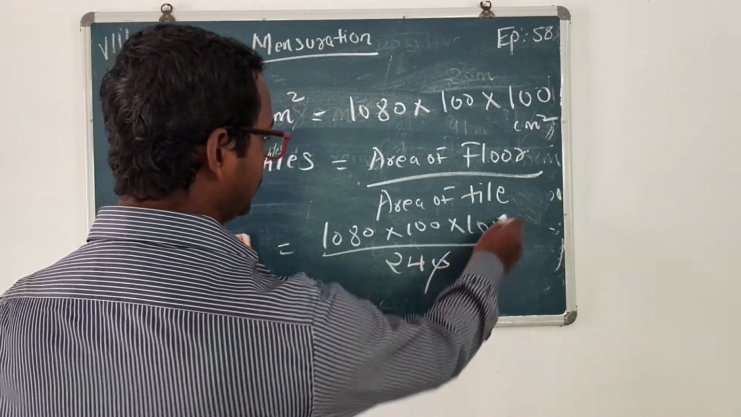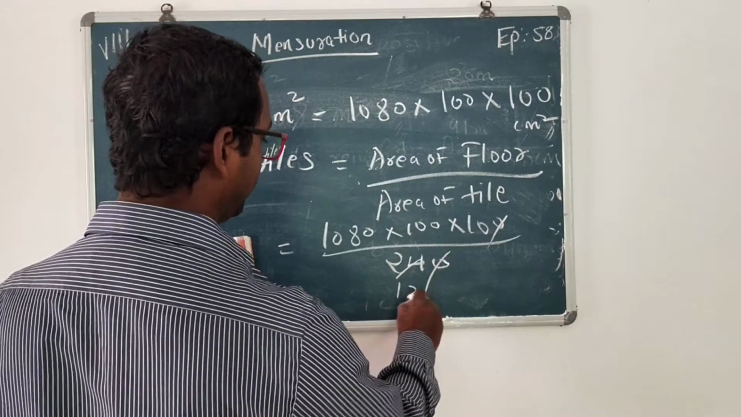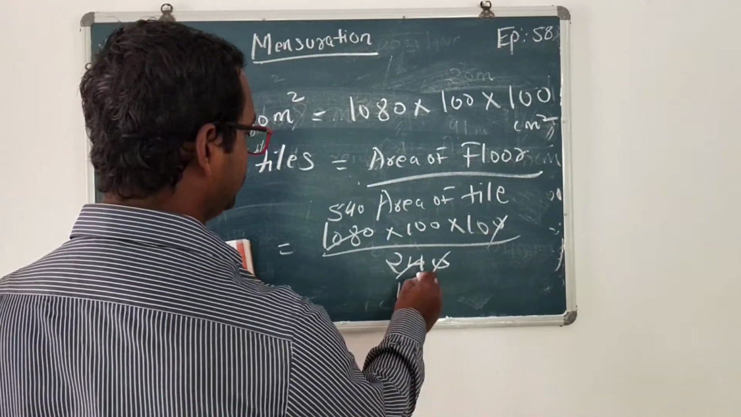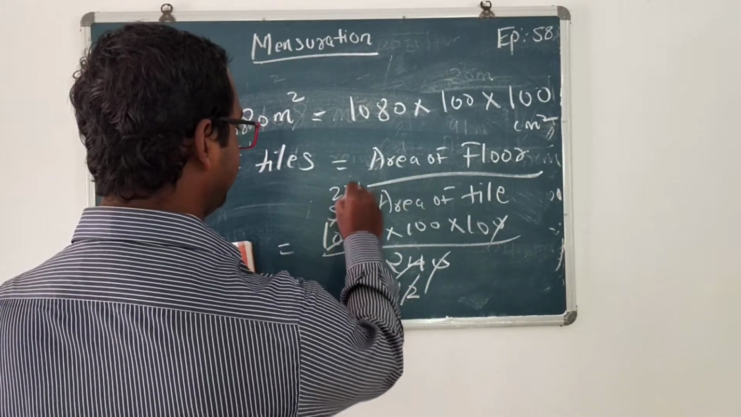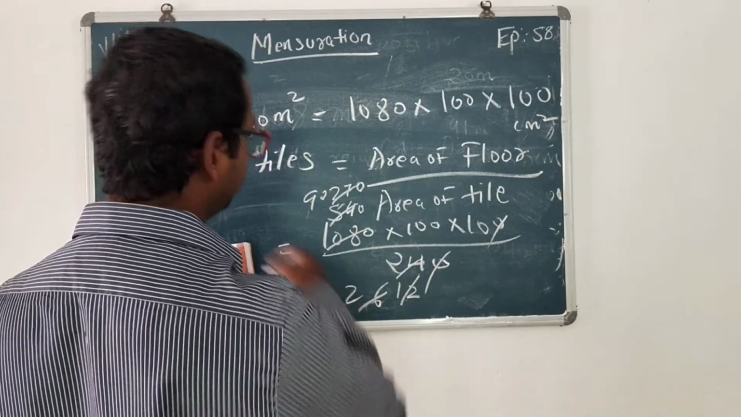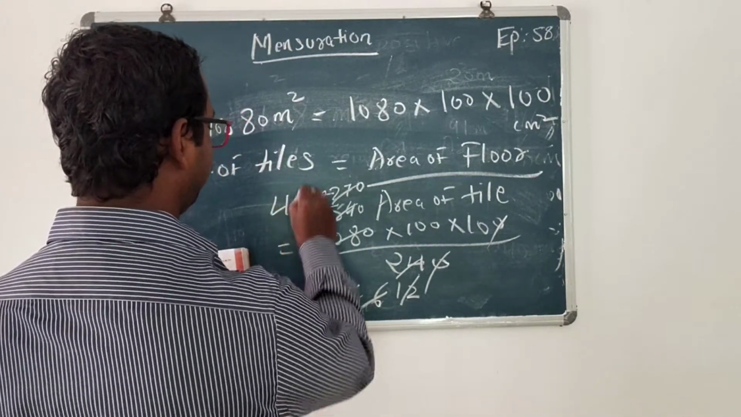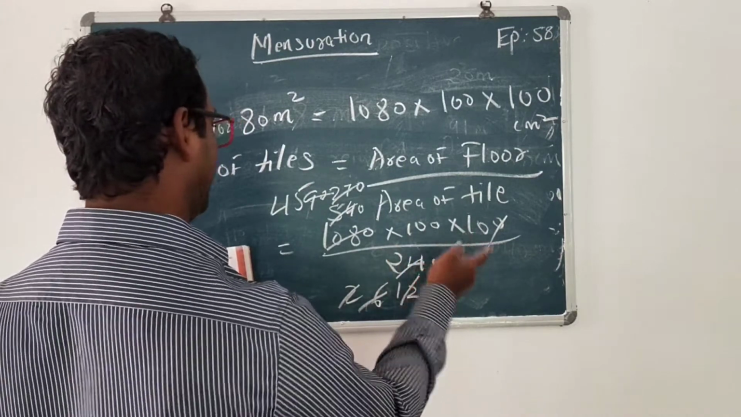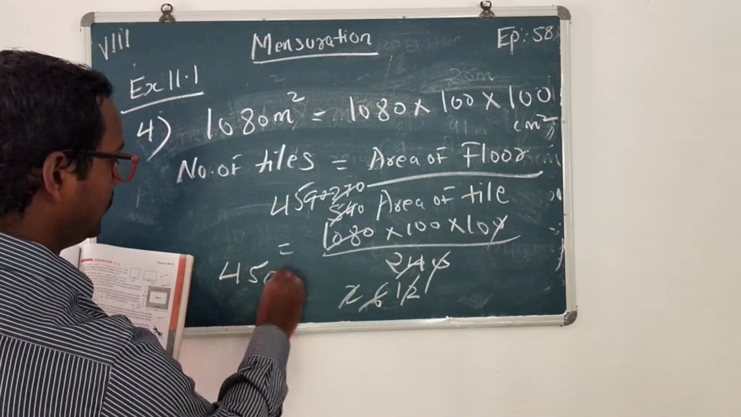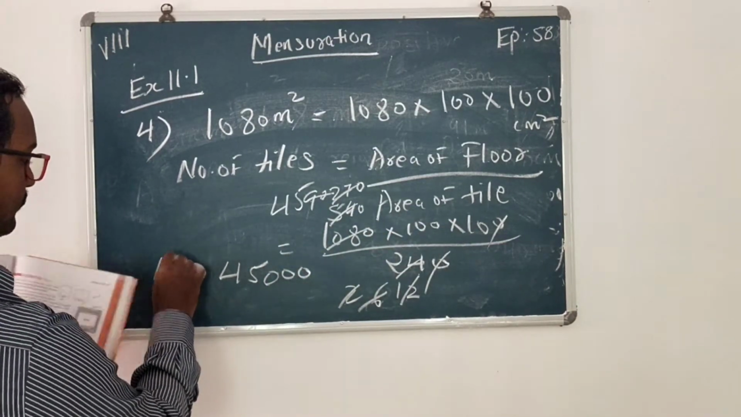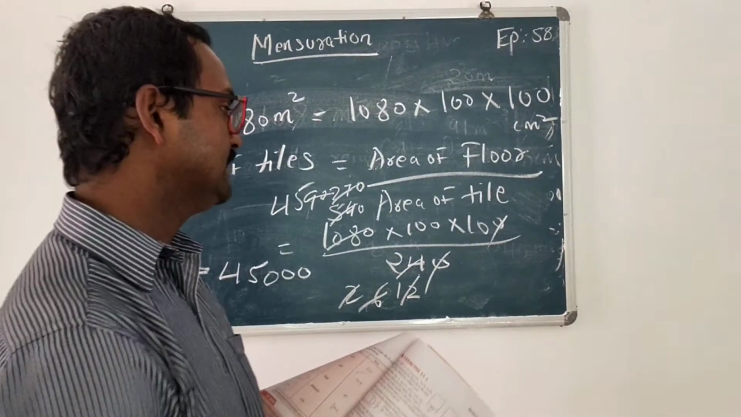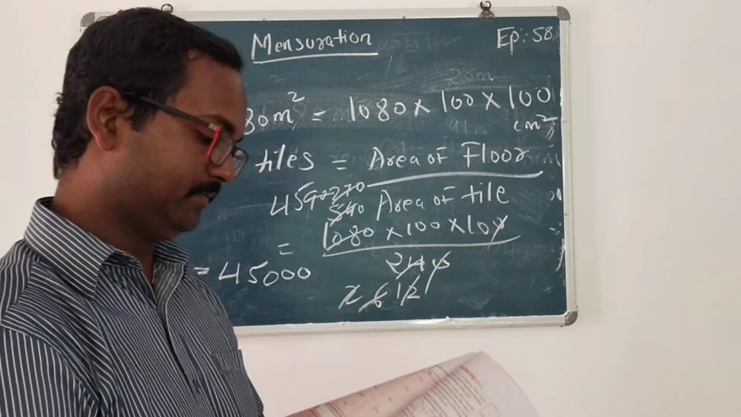So this 10 cancels with 10, 2 twelves are 24, 2 into 540, 2 sixes are 12, 270, 3 twos are 6, 390, so 45. So 45 into 100 into 10, which is equal to 45,000. So the number of tiles that is required is 45,000.